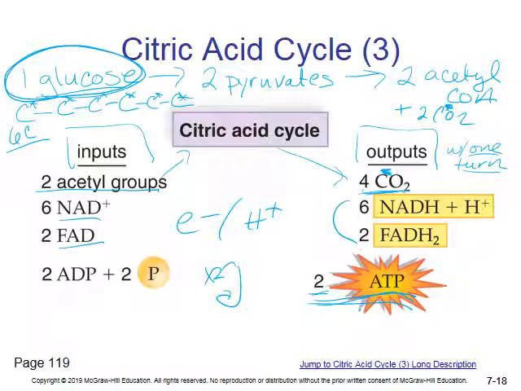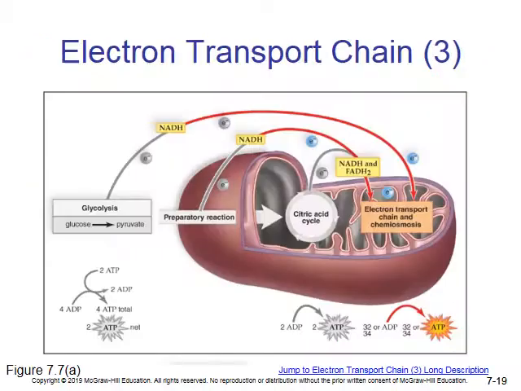If we're talking about outputs per glucose molecule, then you're going to use these numbers. 4 carbon dioxides, 6 NADHs, 2 FADH2s, and 2 ATPs.